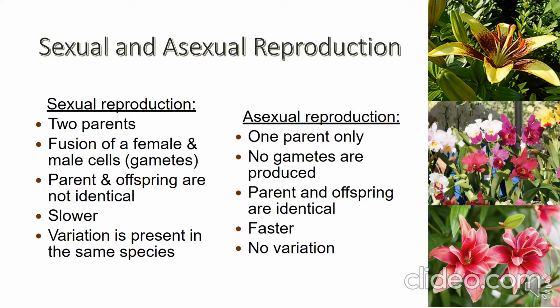For sexual reproduction, it involves two parents. There is also a fusion of female and male cells. The parent and the offspring are not identical. There is a slower reproduction in plants. Variation is present in the same species. On the other hand, in asexual reproduction, there is only one parent, no gametes are produced, parent and offspring are identical, there is a faster reproduction in plants, and no variation.